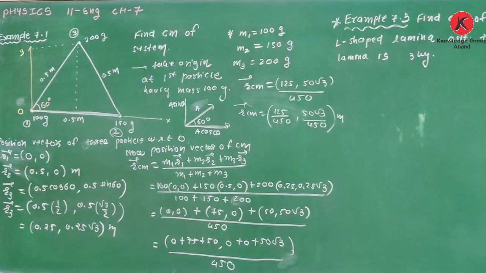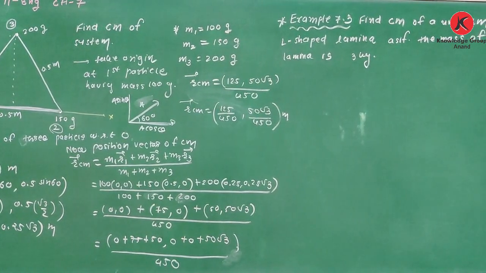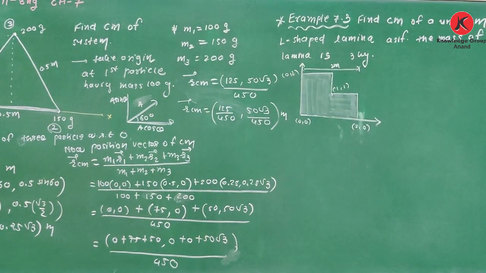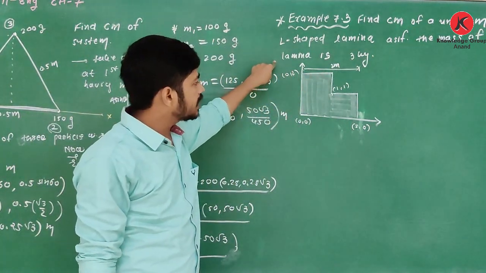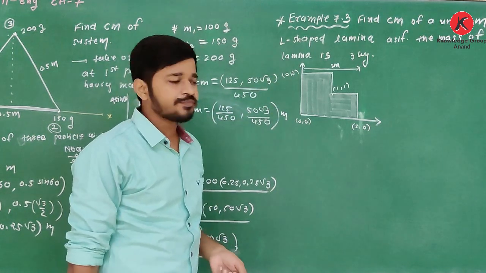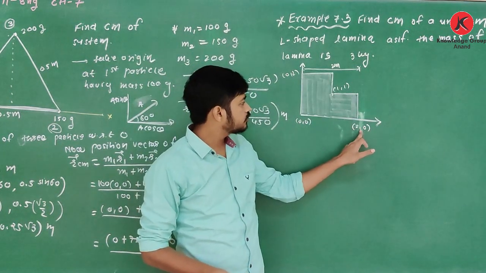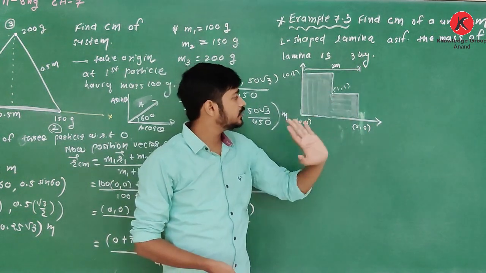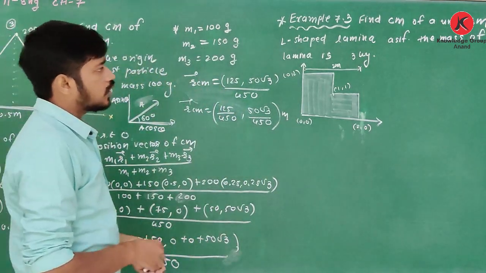See what is the next question? Find the center of mass of a uniform L-shaped lamina as shown in the figure. The mass of the lamina is 3 kg. You are given one L-shaped lamina and you have to find its center of mass. Okay. See, you are given some dimensions. It is 0, 0, it is 2, 0, it is 1, 1, and it is 0, 2. And this height is 2 meter. You have to find its center of mass.